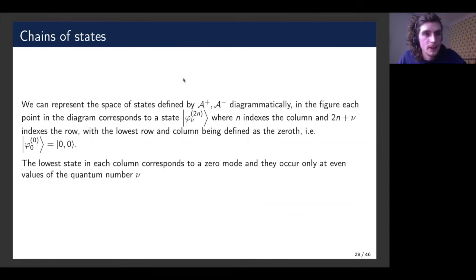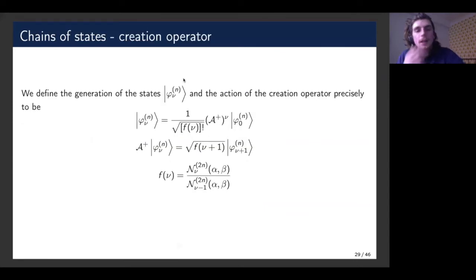Okay. So to make more concrete the action of this A plus, we define this function f of nu in terms of these normalization functions, just so we can have a better idea of the action of A plus and then define it in terms of our normalized basis. We introduce this function, f of nu, and this is a generalized factorial in the index nu.